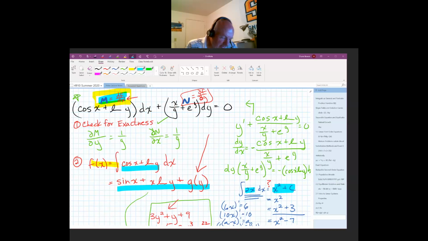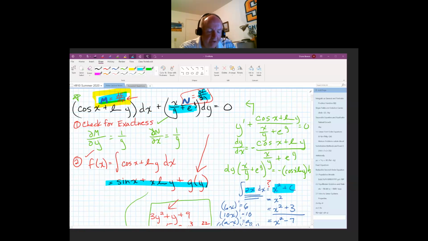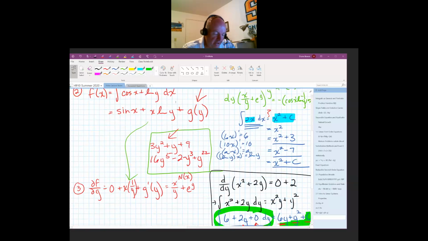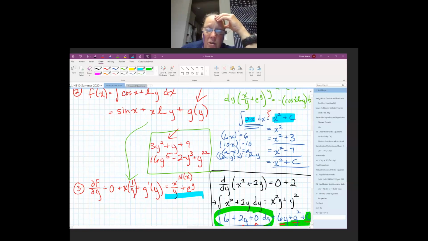Sorry, guys. There. I think we can do that. Okay. So this is the solution. If we take the partial of it with respect to y, we should get that. And that's why we do what you just described. We take the partial of our solution with respect to y, and that should equal n. Right.